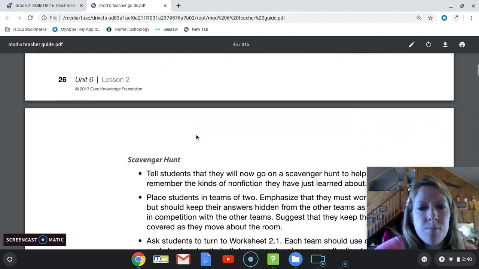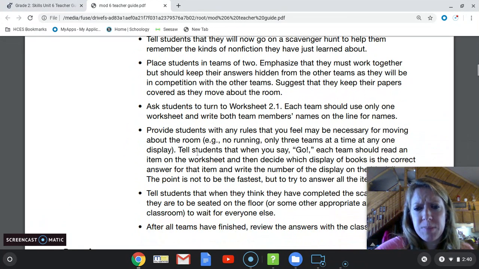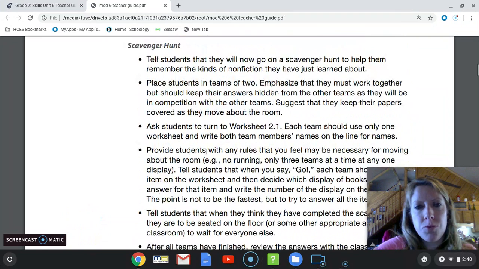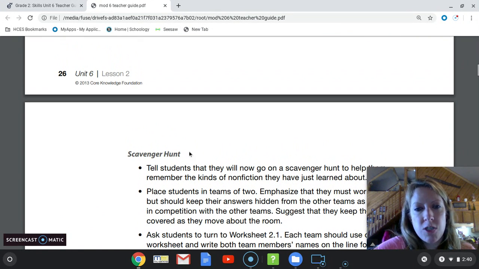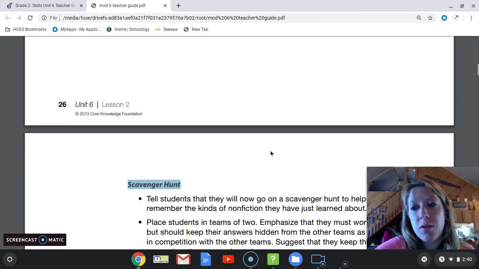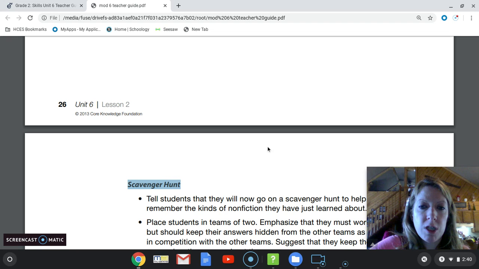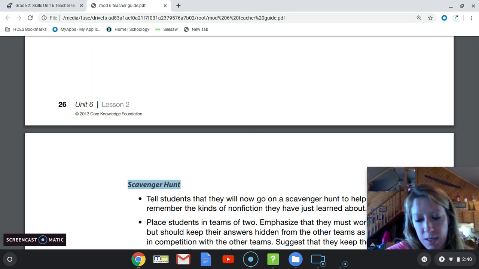So those are the types of nonfiction books that you need to know about to do worksheet 2.1, which is the scavenger hunt. And I'm going to go over that with you when I go over the worksheets on my next video. I just wanted to introduce you to all of these types of nonfiction books.